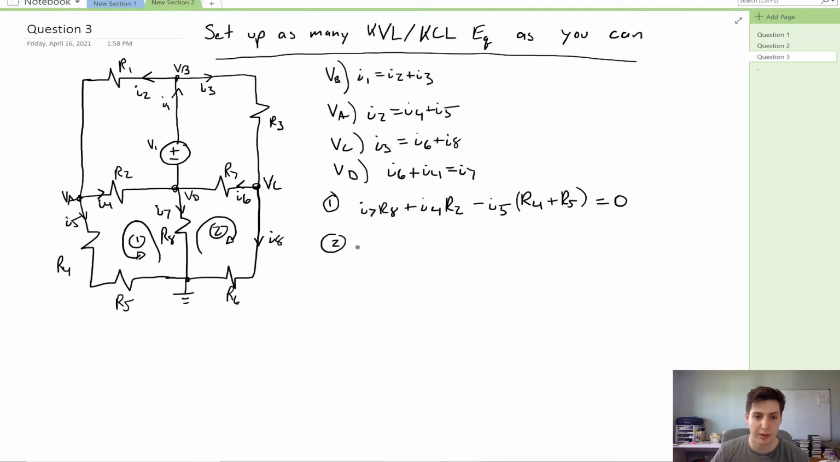With the second one, we will have I7 times R8 again plus I6R7. It'll just be I8R6 equals 0.